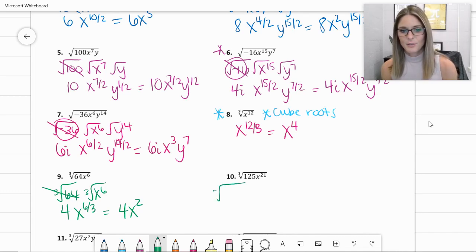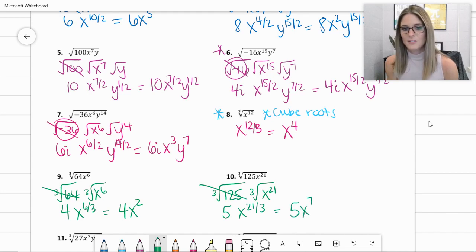Number 10, we have the cube root of 125 and the cube root of x to the 21st. Cube root of 125 is a perfect cube. That is 5. I'm going to rewrite the x as 21 over 3. And then when I simplify, 5x to the 7th is my final answer.